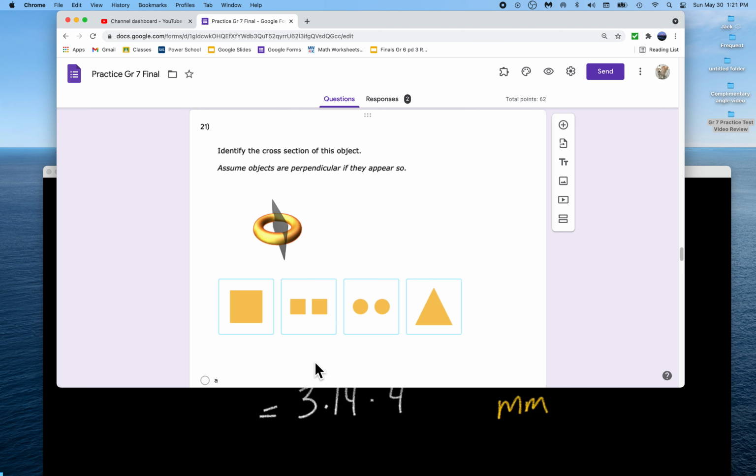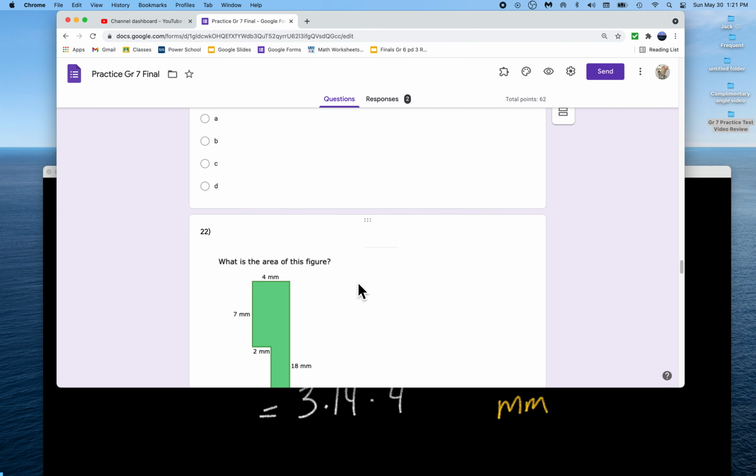Next one. Folks, this is pure visualization. Picture cutting this and then opening this up. And what does it look like inside? Well, it's got to be this one. This is the only one that has circles. Okay, and if you envision this, that's what it would look like. I wish there was a better way for me to teach that.